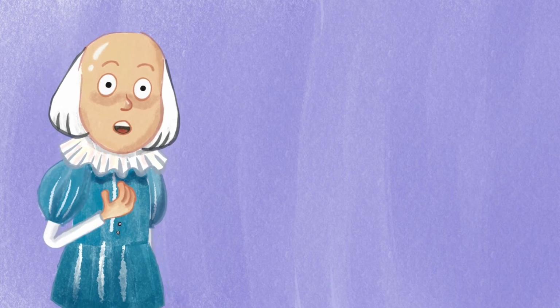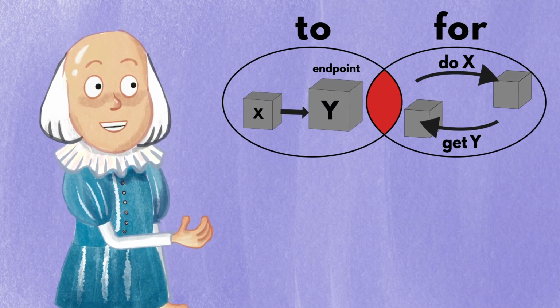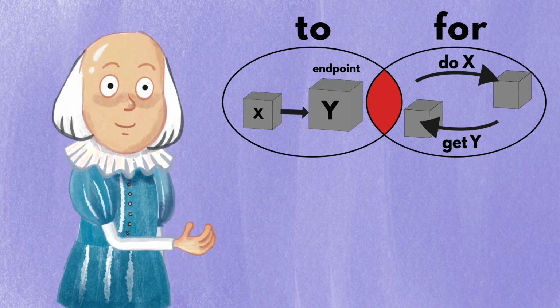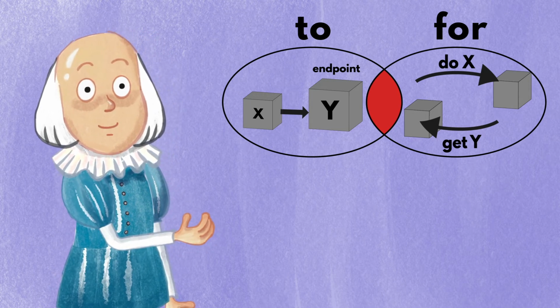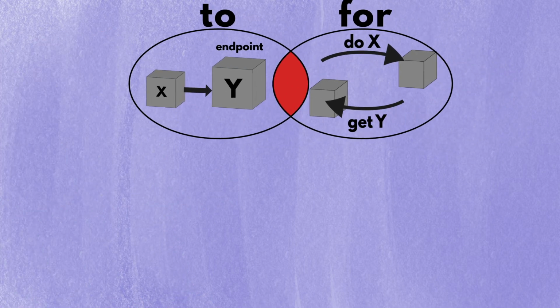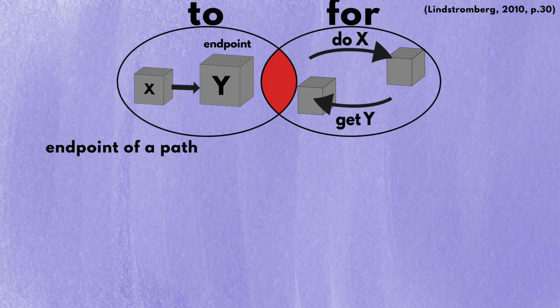In this video, we'll look at the usage of the prepositions "to" and "for" and their difference. Although the words "to" and "for" have some overlap of meaning, the two words have distinct usage in most cases. The core meaning of "to" refers to the endpoint of a path.